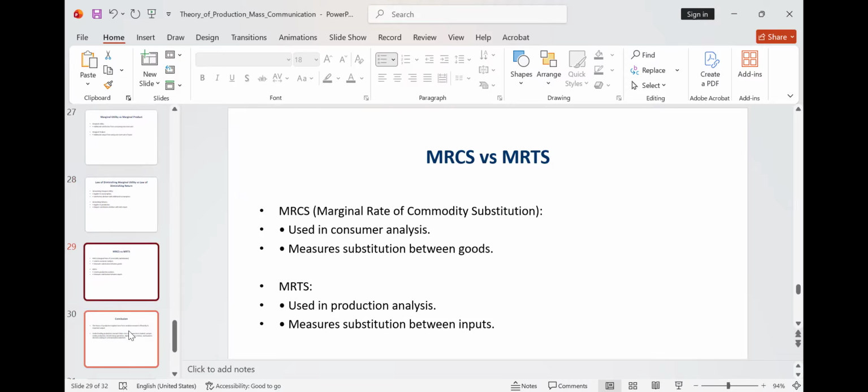Then we have marginal rate of commodity substitution versus marginal rate of technical substitution. The marginal rate of commodity substitution is used in consumer analysis, and it measures substitution between goods, maybe good X and Y. You can say Coke and Fanta. While the marginal rate of technical substitution is used in production analysis, and it measures substitution between inputs, e.g. capital and labor.